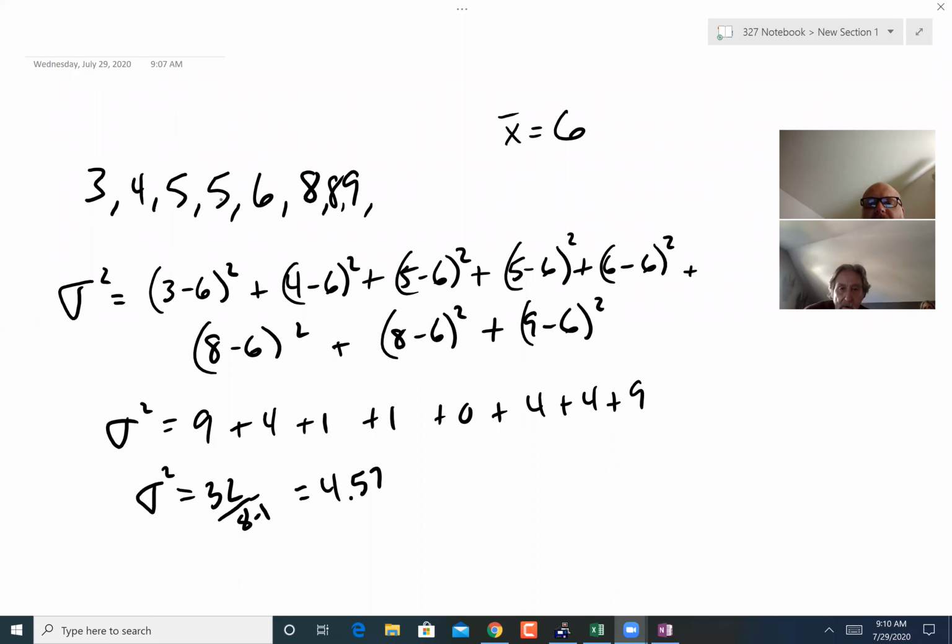Come on, open up. There you go. So there's your numbers. So just take each number, subtract the average off of it. And there they are.